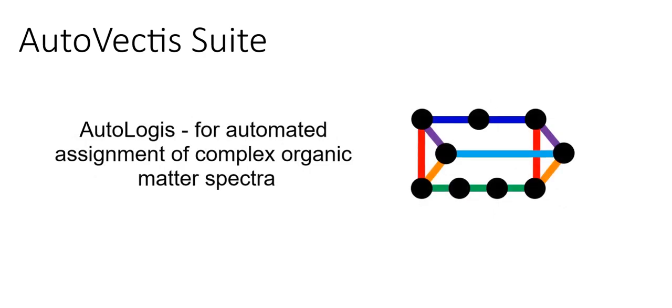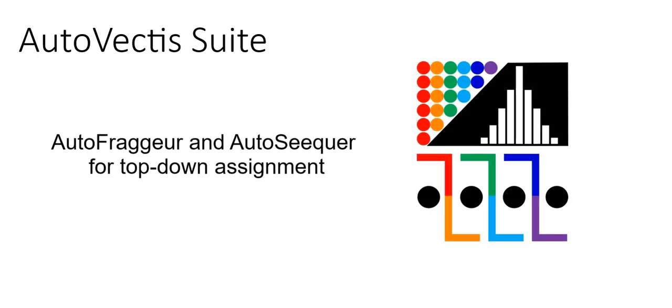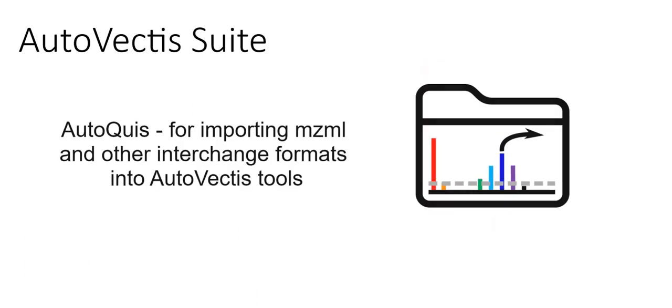Autologous provides automated assignment of complex organic matter spectra. AutoFragger and AutoSeeker provide the top-down protein assignment capability. AutoQuis is a new tool we developed to help users import MZML and other mass spectrometry interchange format data into AutoVector, so it's no longer limited to FTMS data processing.